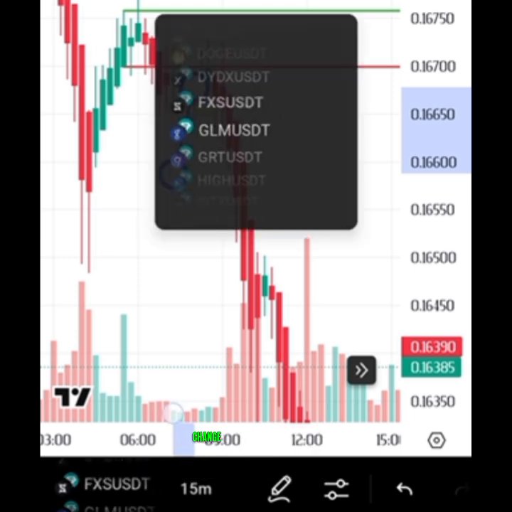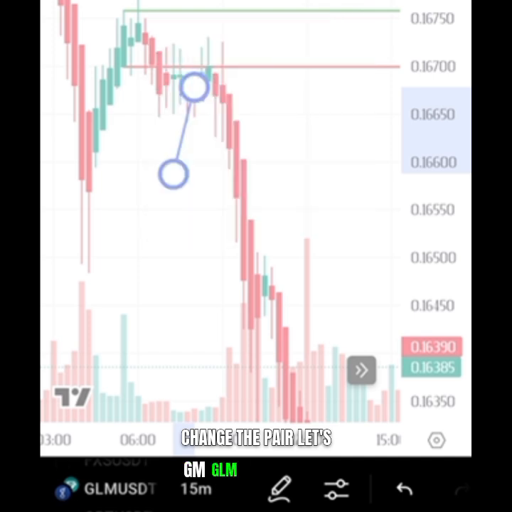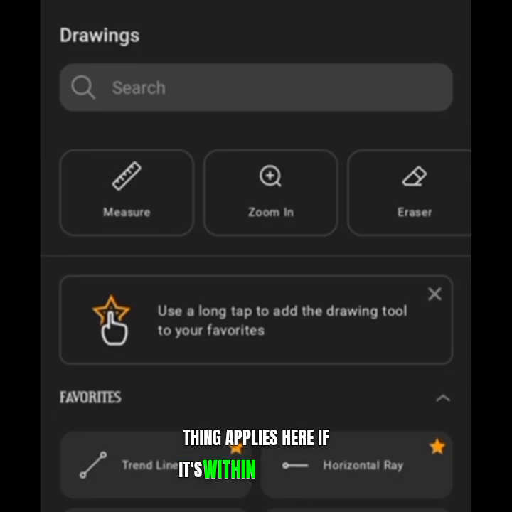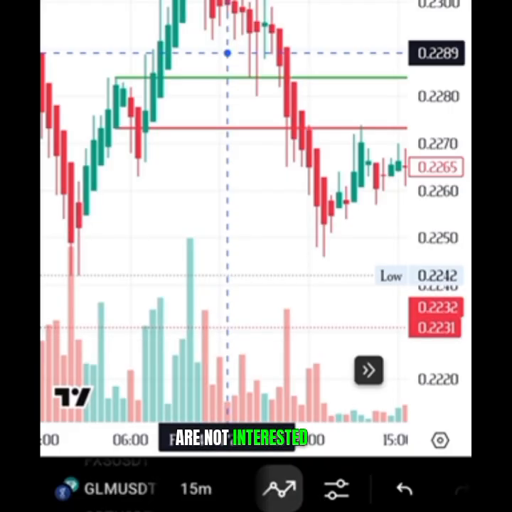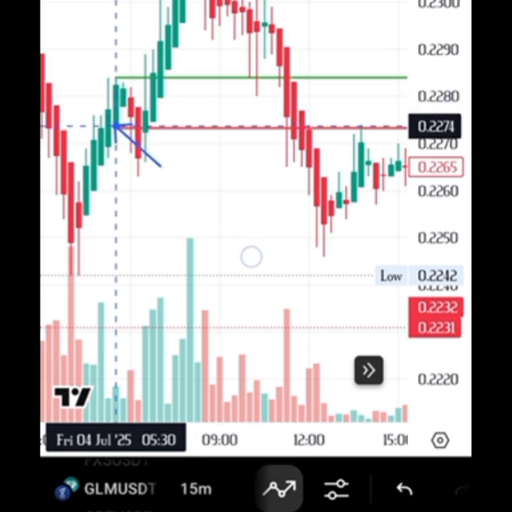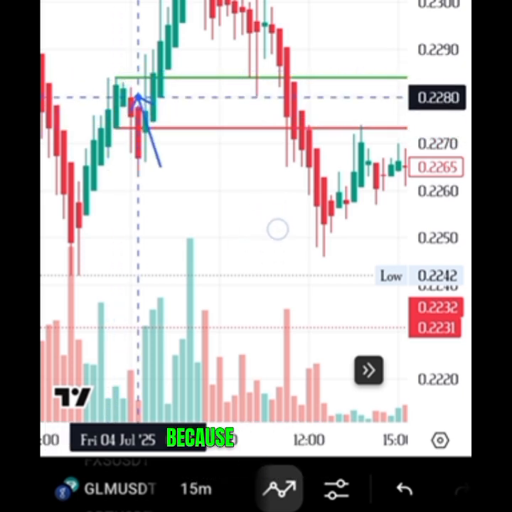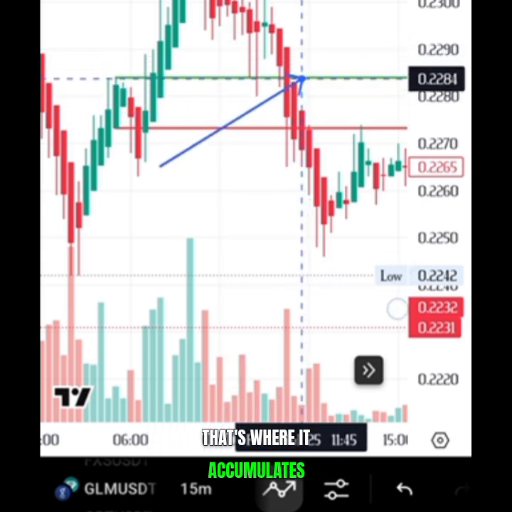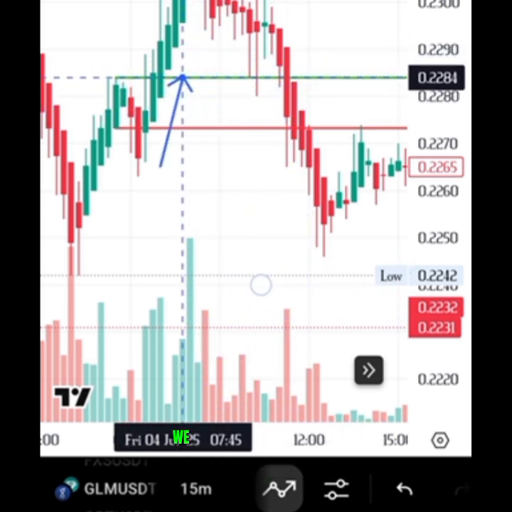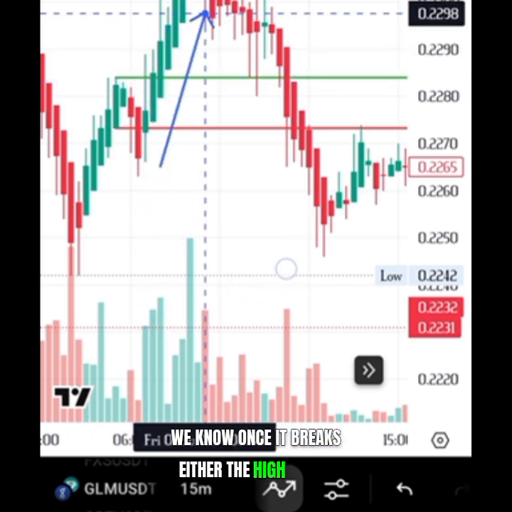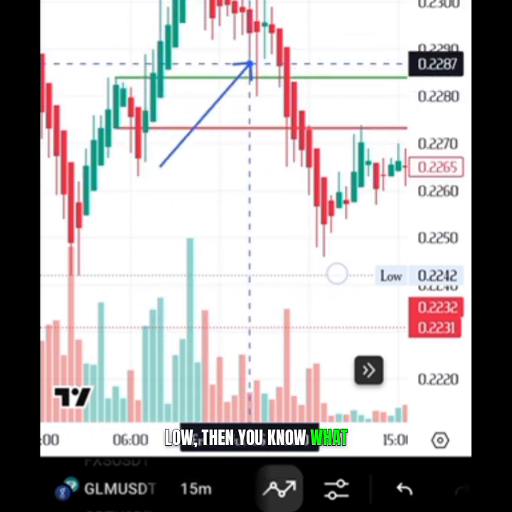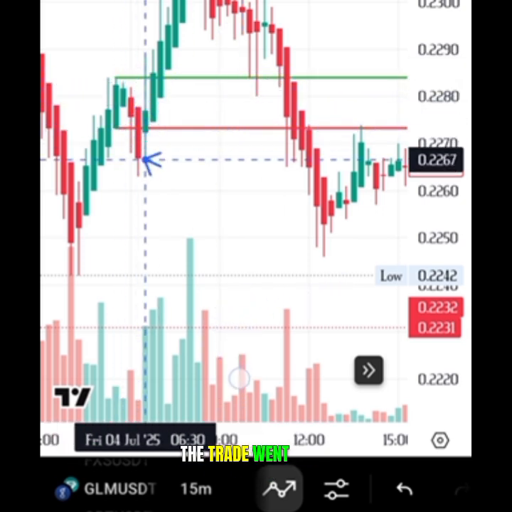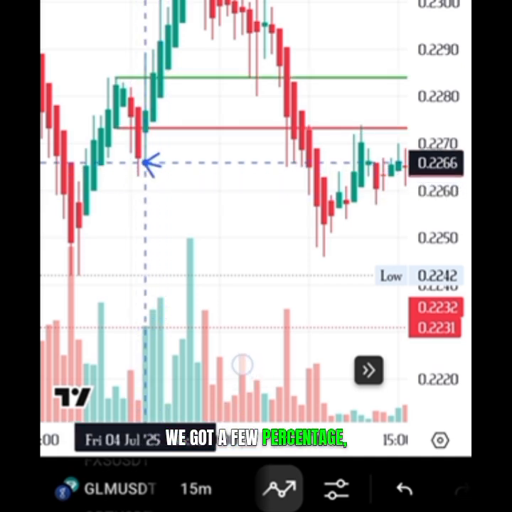You understand? So let's change the pair. Let's use GLM. The same thing applies here. If it's within the box, we are not interested, because this place is called the accumulation stage. That's where it accumulates. Once it breaks either the high or the low, then you know what to do. So now you can see it accumulated, then it broke here, the trade went down, and we got a few percentage.